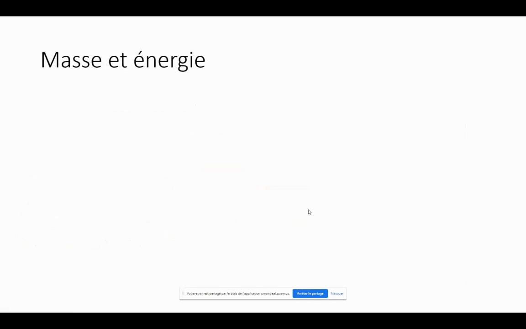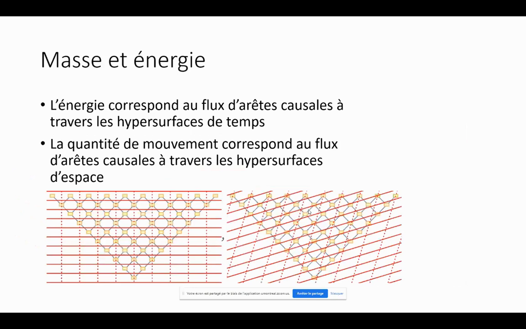Donc, ensuite, la masse et l'énergie. Si je reprends les mots exacts de Stephen Wolfram, il dit que l'énergie correspond au flux d'arête causal à travers les hypersurfaces de temps. La quantité de mouvement correspond au flux d'arête causal à travers les hypersurfaces d'espace. Bon, qu'est-ce qu'on veut dire par là?